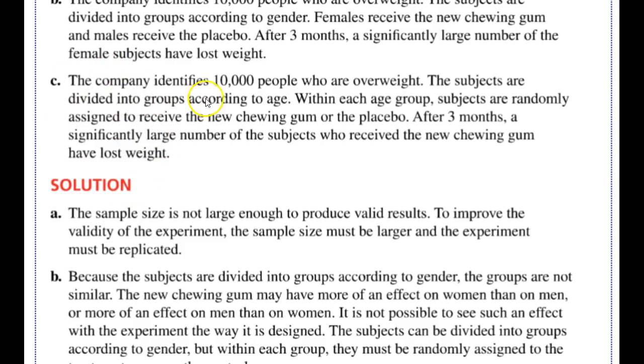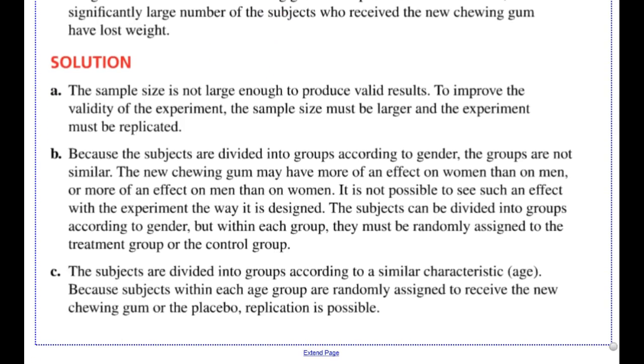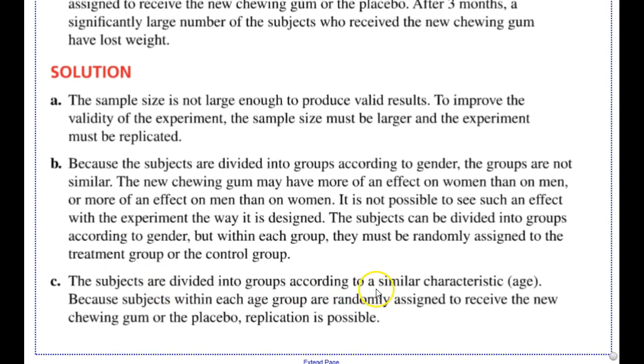So now let's look at C. The company again identifies 10,000 people who are overweight, so my sample size seems good. The subjects are divided into groups according to age. Within each age group, subjects are randomly assigned to receive the new chewing gum or the placebo. Then after 3 months, a significantly large number of the subjects who received the chewing gum have lost weight. So this, to me, is our most valid experiment. The subjects are divided into groups using their similar characteristic, but then those groups are all randomly assigned. Then I know that this is possible and it's a valid subject. So I can also replicate this and then get some more results and continue to go on. So I know that this would be a good experiment.